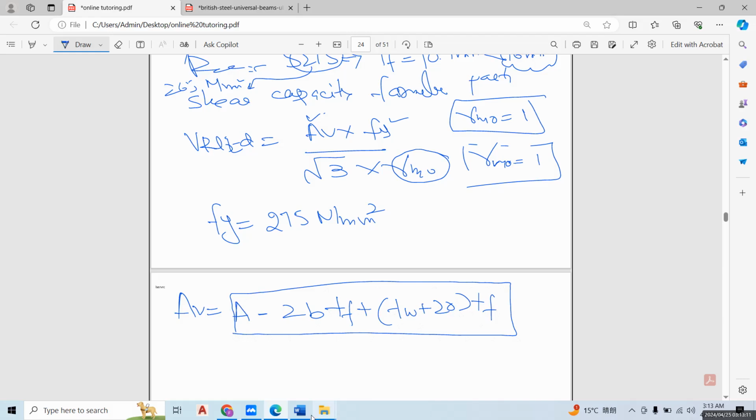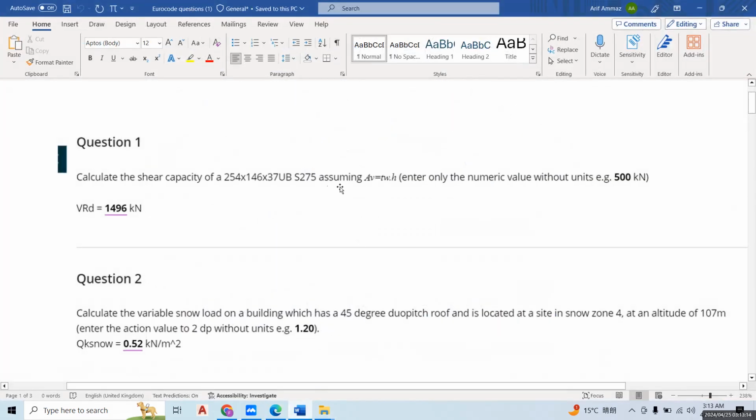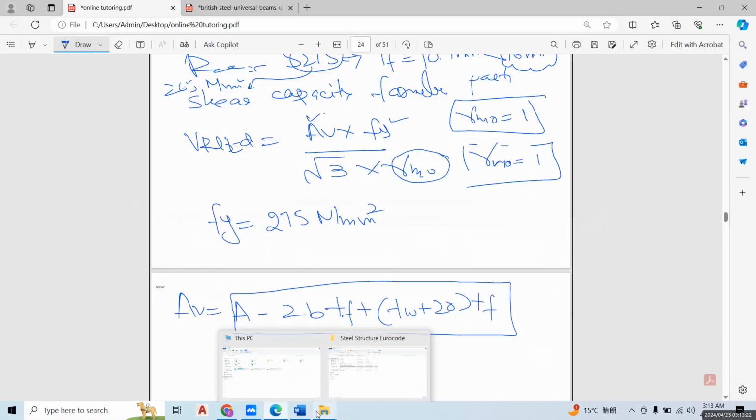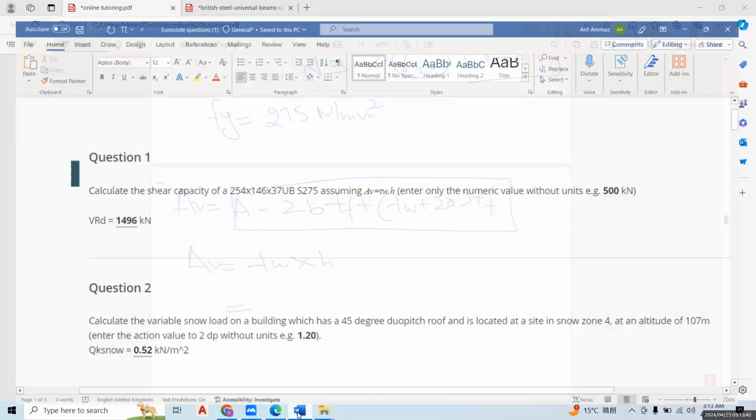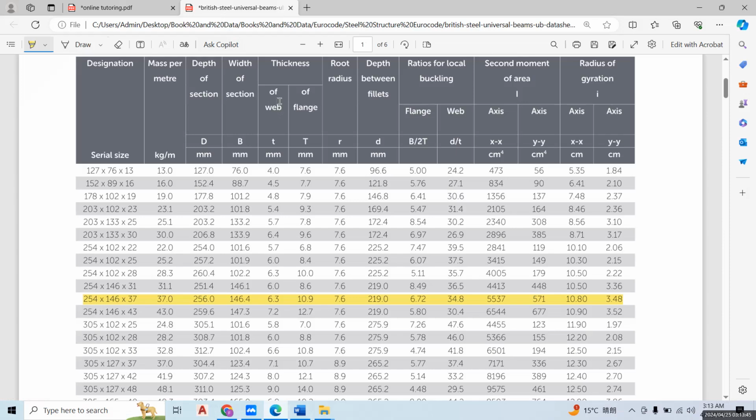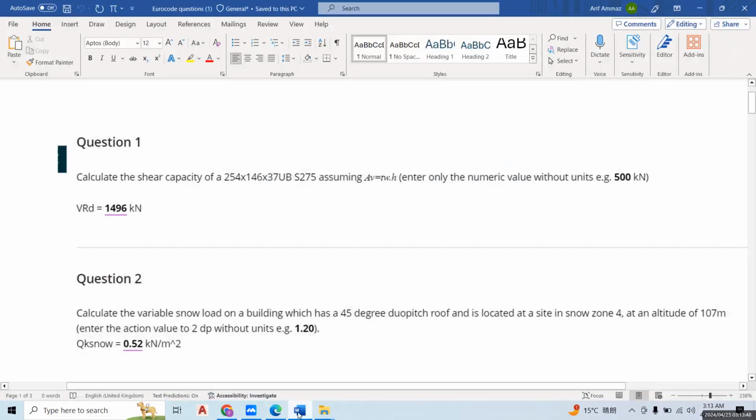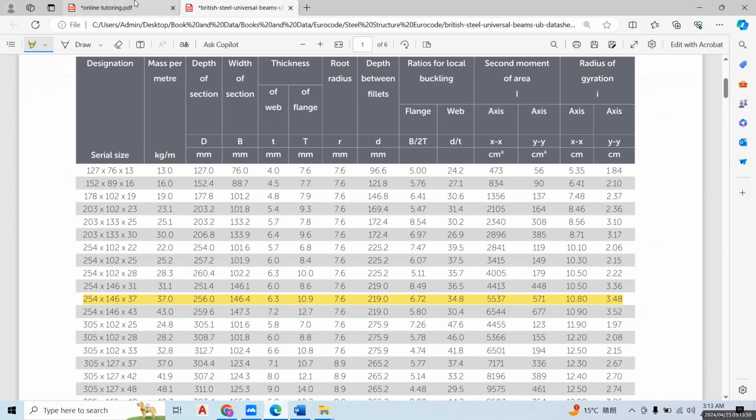Okay, but now in your question, it says that you can assume AV is equal to thickness of flange multiplied by height. It is written in your question. So let us see what the thickness of flange is and what the height is. The thickness of web here is 6.3.